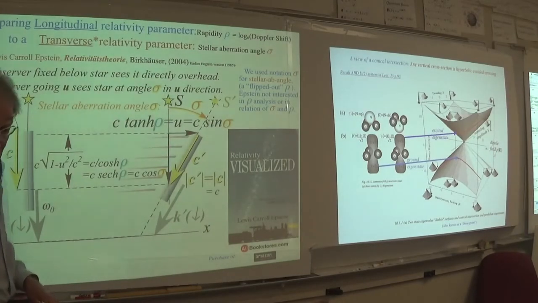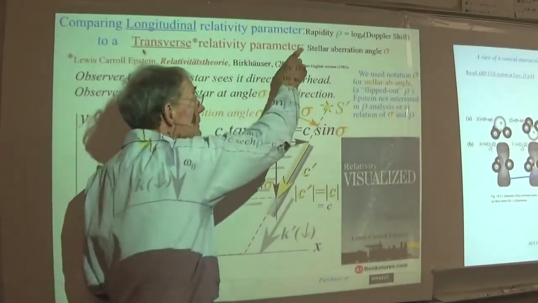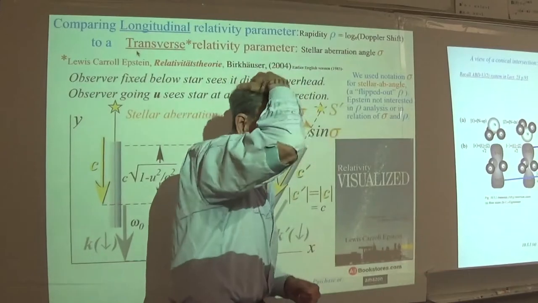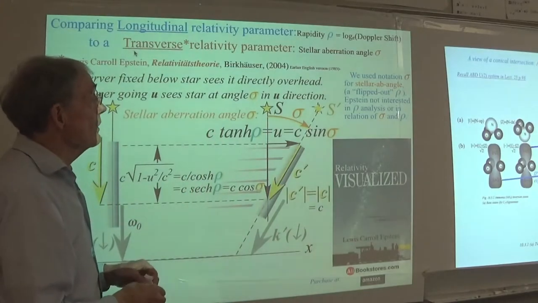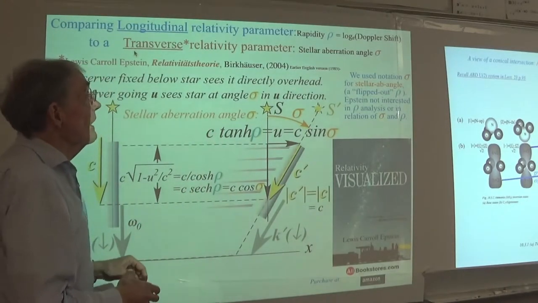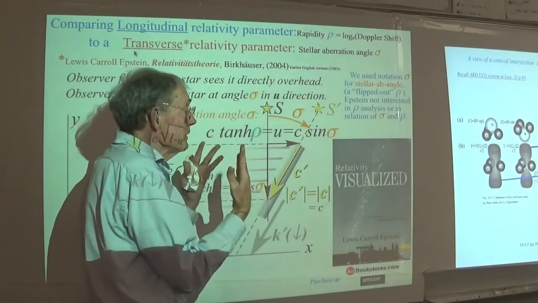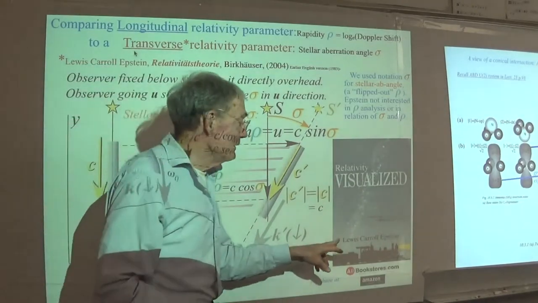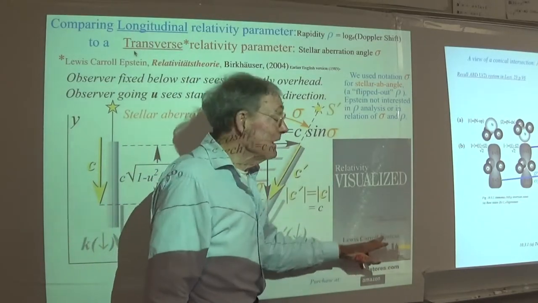Now I'd like to introduce you to a completely different and, unfortunately, unpopular way to parameterize relativity. We're doing a longitudinal parameter, rho, the logarithm of the Doppler shift. Okay? There's a transverse parameter that hides in the literature. And this was the whole method of teaching by a guy named, you can't write this stuff, Lewis Carroll Epstein, not Einstein, Epstein.